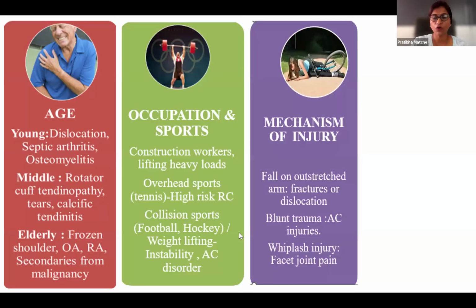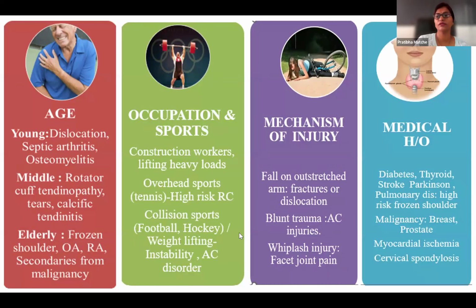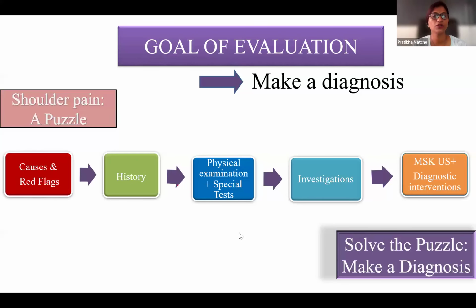If there is a history of trauma, always find out the mechanism of injury. If there is a fall on an outstretched hand, then there could be fracture and dislocation. If there is a history of blunt trauma, then AC injuries are more common. And if there is a history of whiplash injury, then involvement of the facet joint is common. Ask for the history of medical comorbidities like diabetes, thyroid disease, stroke, Parkinson's, and pulmonary diseases, because they are at high risk of frozen shoulder. Always rule out malignancy, MI, and cervical spondylosis.